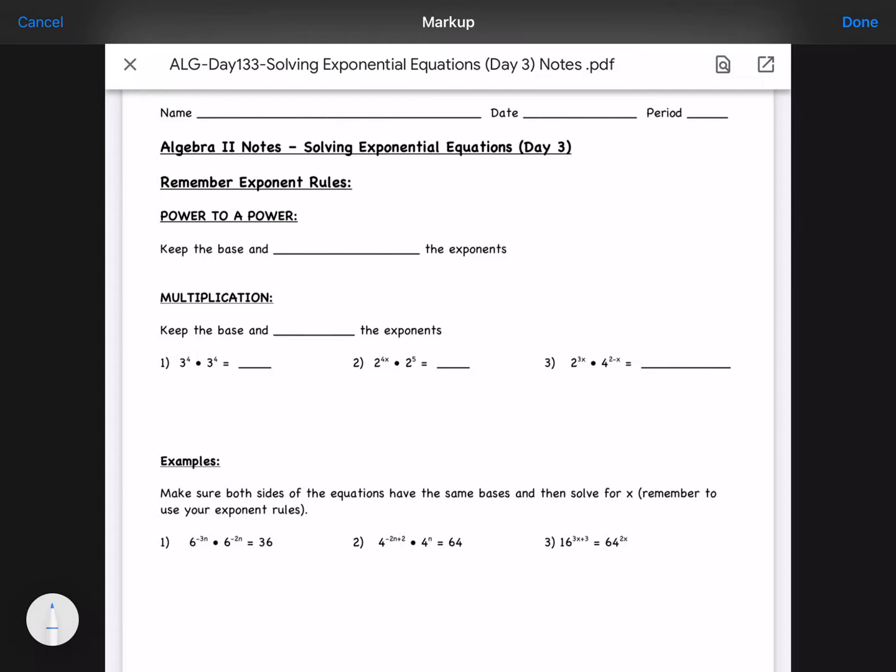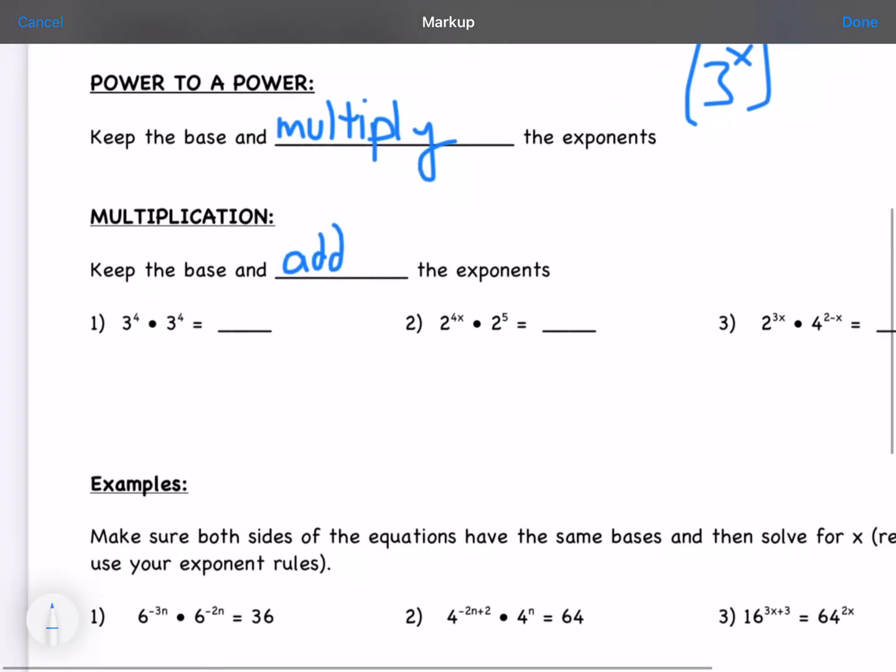When it's a power raised to a power, like when we have 3 to the x raised to the second power, we keep the base and we multiply the exponents. When it's multiplication, we keep the base and we add the exponents. So when you have 3 to the fourth times 3 to the fourth, that becomes 3 to the 8th because we add the powers. 2 to the 4x times 2 to the 5 becomes 2 raised to the 4x plus 5.